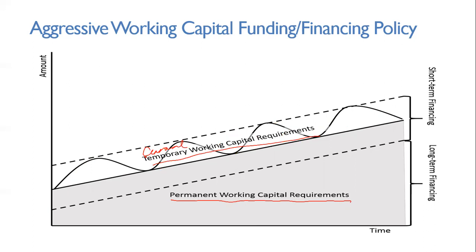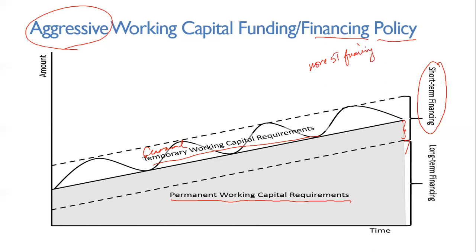A working capital financing policy is aggressive if even some of the permanent working capital needs are funded by short-term financing. Remember, if there is more short-term financing, what is the impact? Higher profitability, right? Higher risk. In this case, the temporary working capital need and some of the permanent working capital requirements are both financed by short-term financing, which means the amount of short-term financing is high. And because of that, there's more profitability and there's more risk.